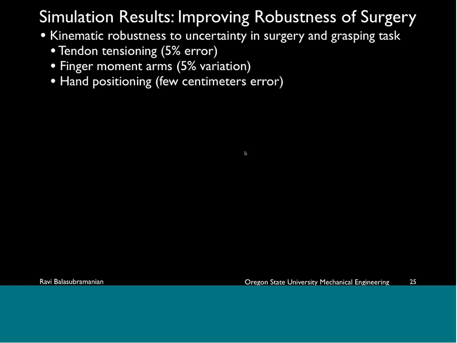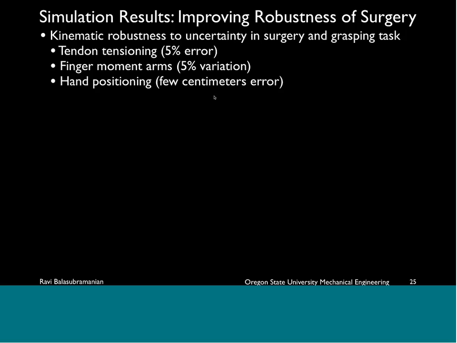Now, the same sort of poor robustness can also occur due to variation in finger moment arms. The tendon moment arms define the mechanical advantage of each tendon over a joint. And the important point to note here is that these moment arms actually change depending on joint configuration. So if the surgeon was not careful in choosing the tendon length, again for this large variation in moment arms, then this can lead to poor grasping capability as well. And similarly, if there are errors in hand positioning, that can lead to poor grasping capability.